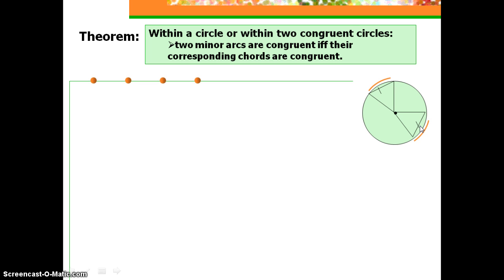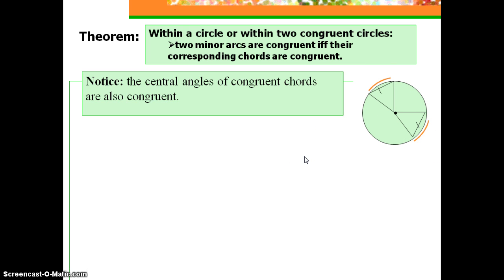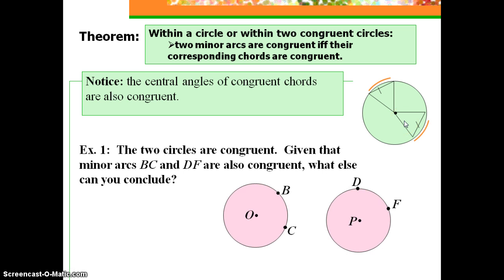You can also go the other way and say if the chords are congruent, then the arcs are congruent, or if the arcs are congruent, then the chords are congruent. You can go either way. Notice the central angles of those congruent chords are also going to be congruent. So in addition to the arcs being congruent and the chords being congruent, these two angles right here will also be congruent. The two circles are congruent.